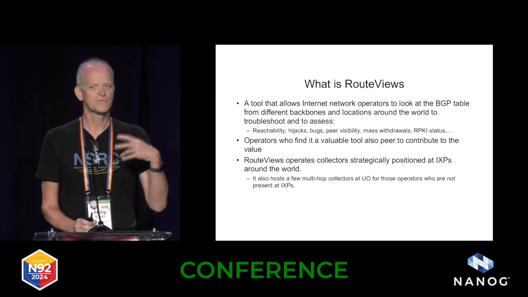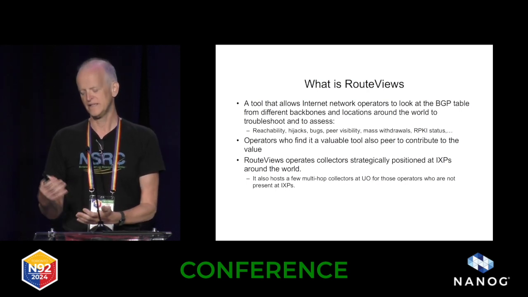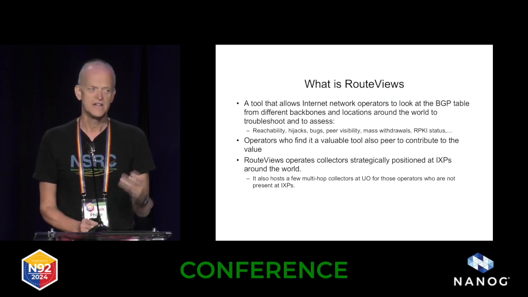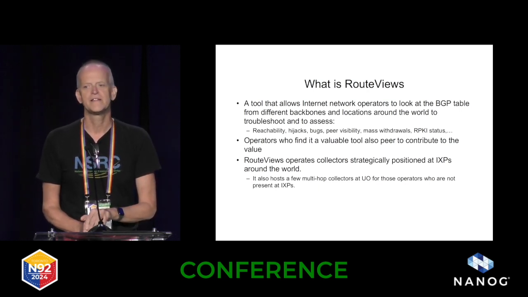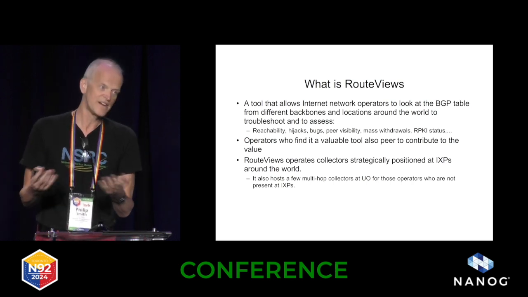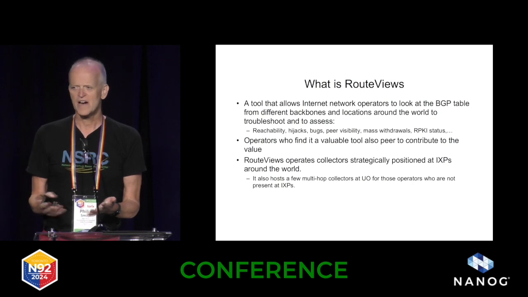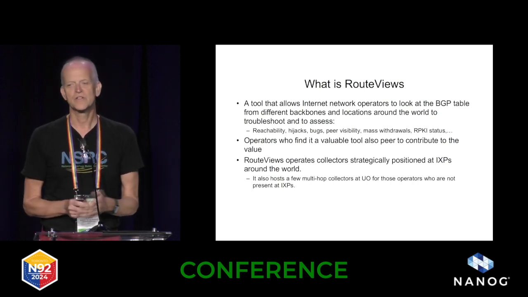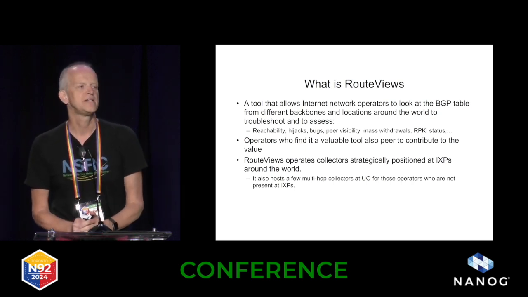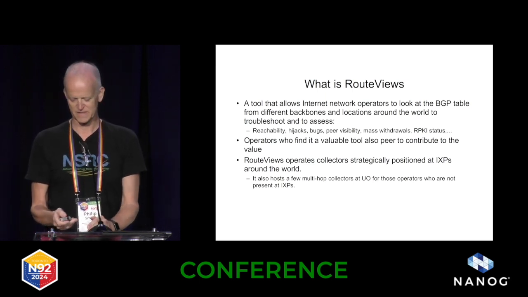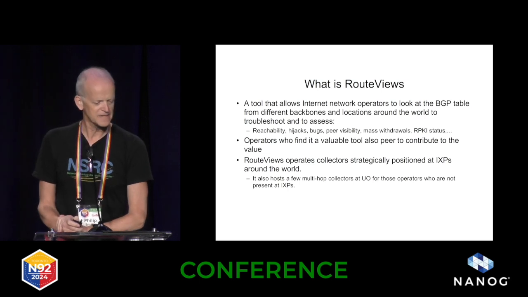And so what we also offer is some multi-hop collectors, which are hosted at the University of Oregon, so you can send us a multi-hop feed there. Also, some providers, they are at exchange points, but the routers they use only have a small FIB, and so they can't carry the full BGP table there. So they will then give us a multi-hop full feed to the collectors back at base.